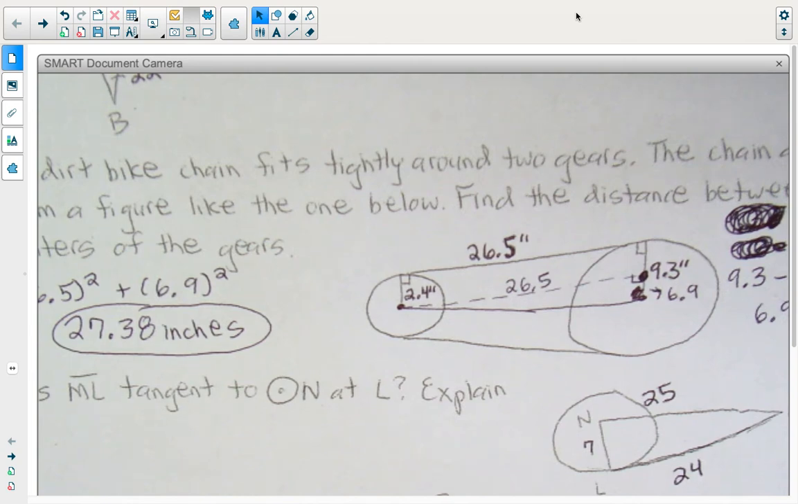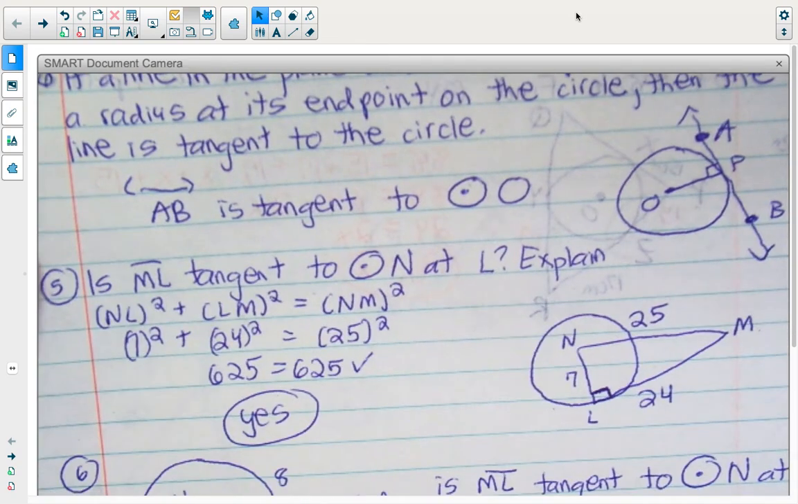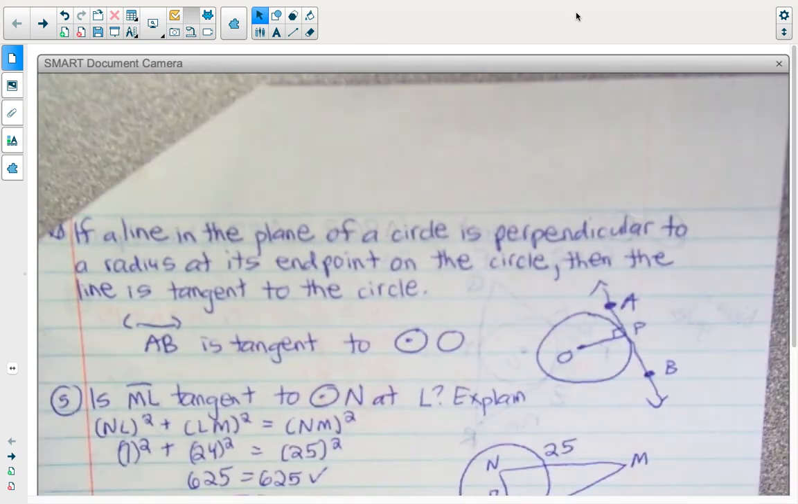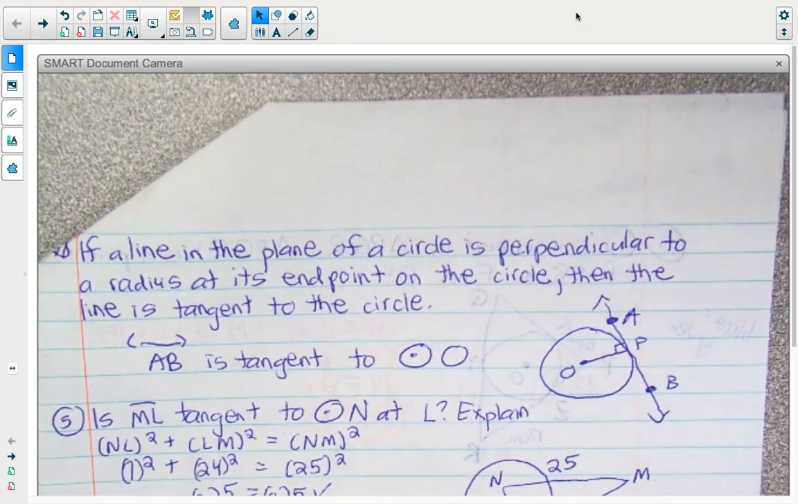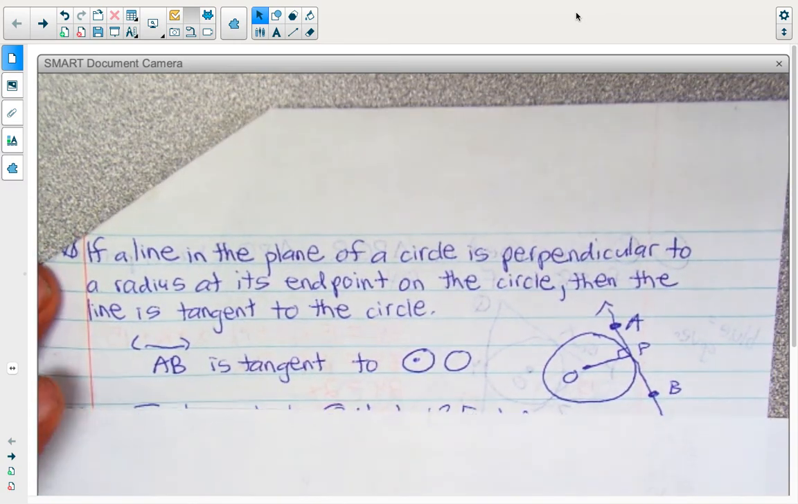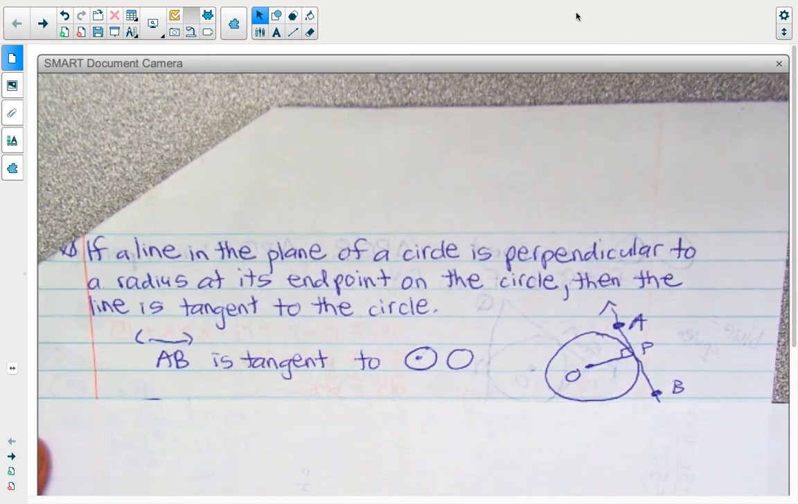Now, that was my first theorem. The first theorem says tangent lines to a circle. There's also another theorem that we can use based off of tangent lines to a circle. That's this top part up here. If a line in the plane of a circle is perpendicular to a radius at its endpoint on the circle, then the line is tangent to the circle.